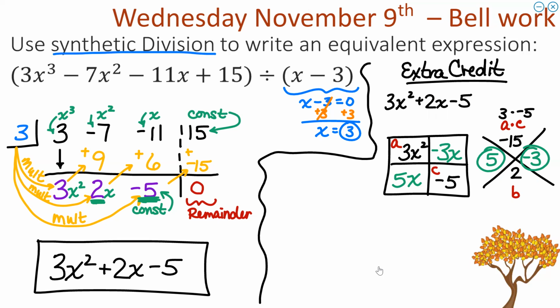All right, 2 boxes at a time. What do these two have in common? 3x squared and negative 3x. They have an x in common. Anything else? They have a 3 in common also.